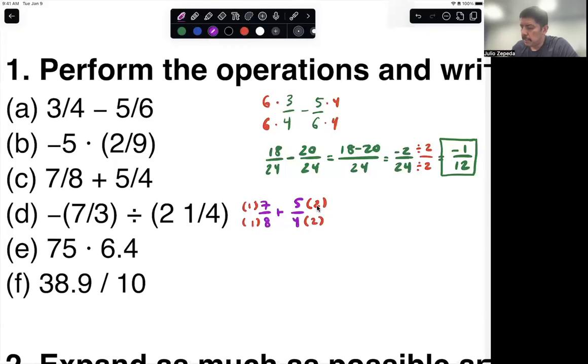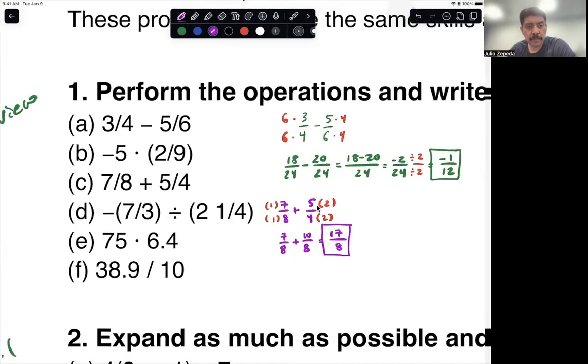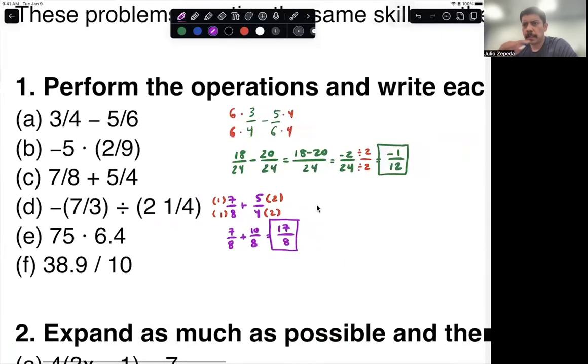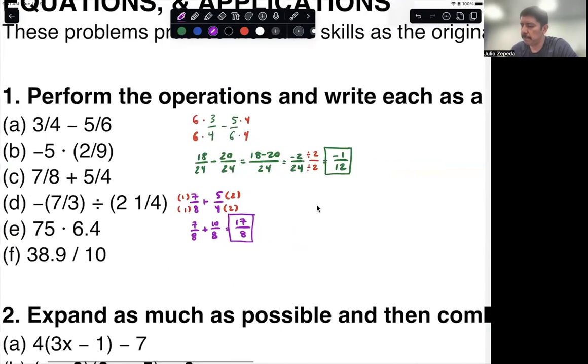Okay, so when we multiply 7 times 1, 8 times 1, plus 5 times 2, 4 times 2, we have a common denominator, and we can just add the numerators and keep the denominator the same. So there's our answer. So for adding and subtracting fractions, we need a common denominator. Now, when multiplying or dividing fractions, we don't need a common denominator.